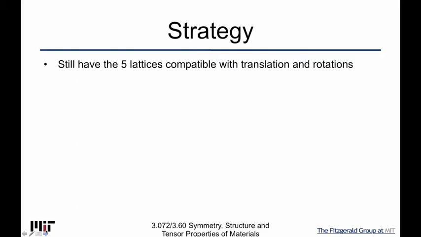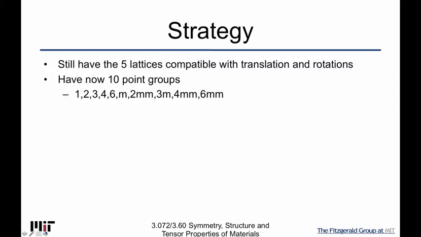So we have 5 lattices, like I said, that are compatible with the translation of rotations. And now we have 10 point groups. In case you haven't gone back and reviewed, there's the very primitive 1, then there's the two-fold axis, 3-fold axis, 4-fold axis, and 6-fold axis. That is a point group. We didn't call them that when we first started because it was easy to just talk about rotating things around a point, but that is a point group.